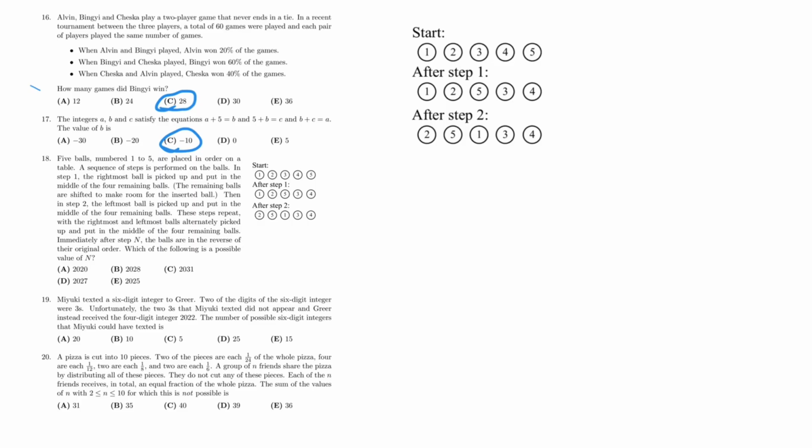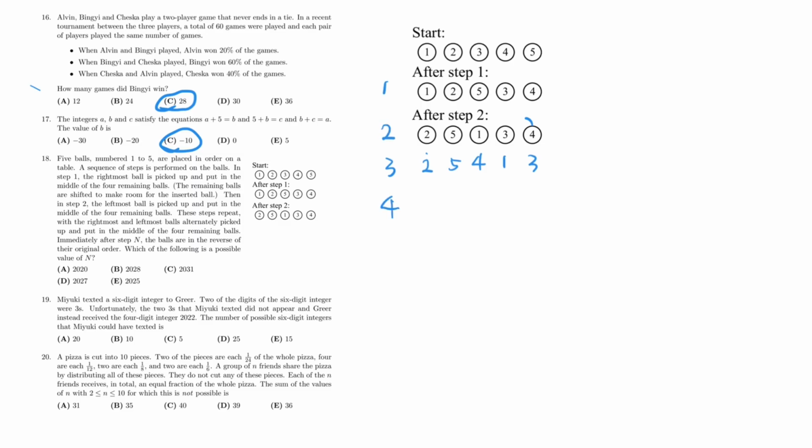Now the start is 1, 2, 3, 4, 5. So step 1, step 2, and we continue doing this. Now this time we move the 4 to the middle. That will be 2, 5, 4, 1, 3. And then we move the 2, that's step 3.